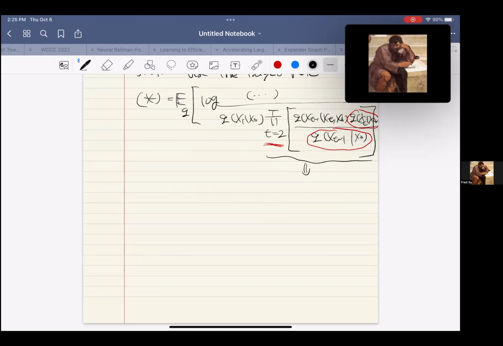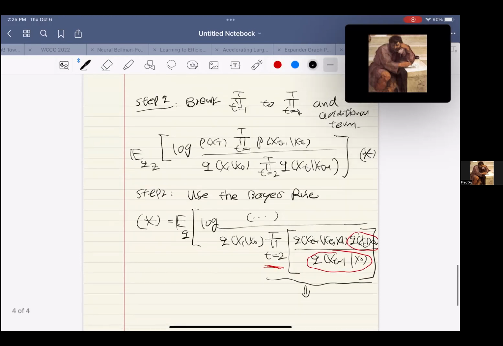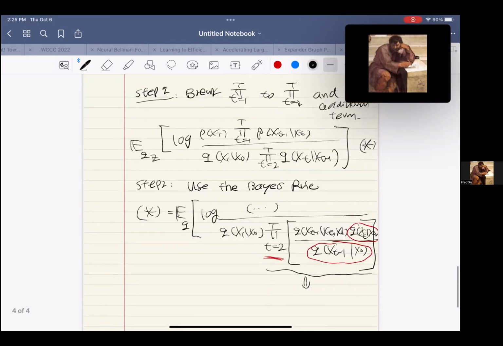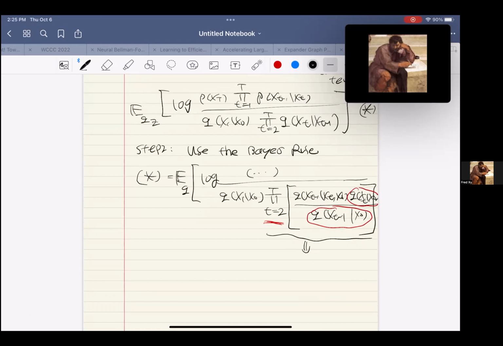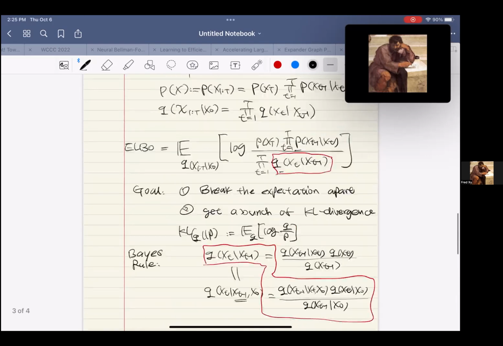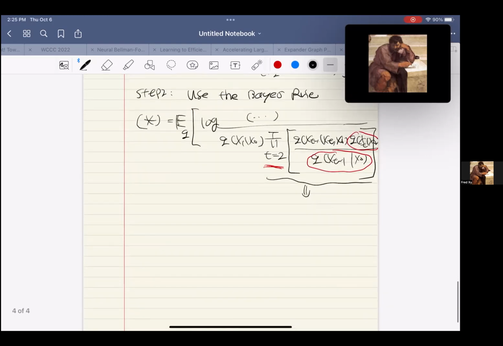So are you talking about the one outside, x1 given x0? Yeah, it's going to cancel out, but it's not going to hurt us actually. So we write it this way.